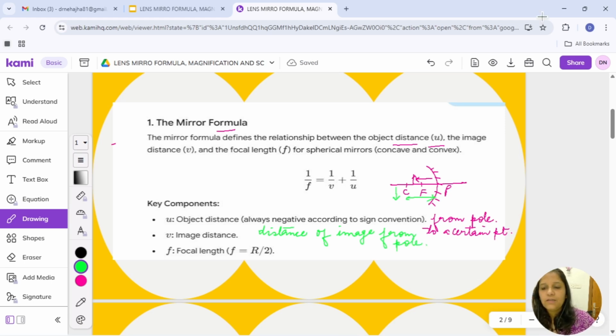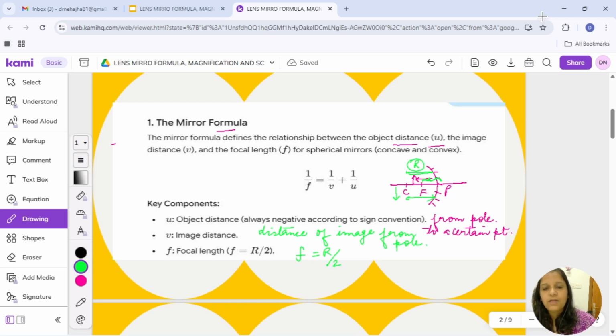What is focal length? Focal length is the distance between P and F. This distance from P to F will be the focal length. And we already know that F is equal to R by 2. What is R? The distance from P till C. This shows the radius of the imaginary sphere and is known as the radius of curvature. The focal length is half of this distance from P to C. Therefore, we can write F is equal to R by 2.